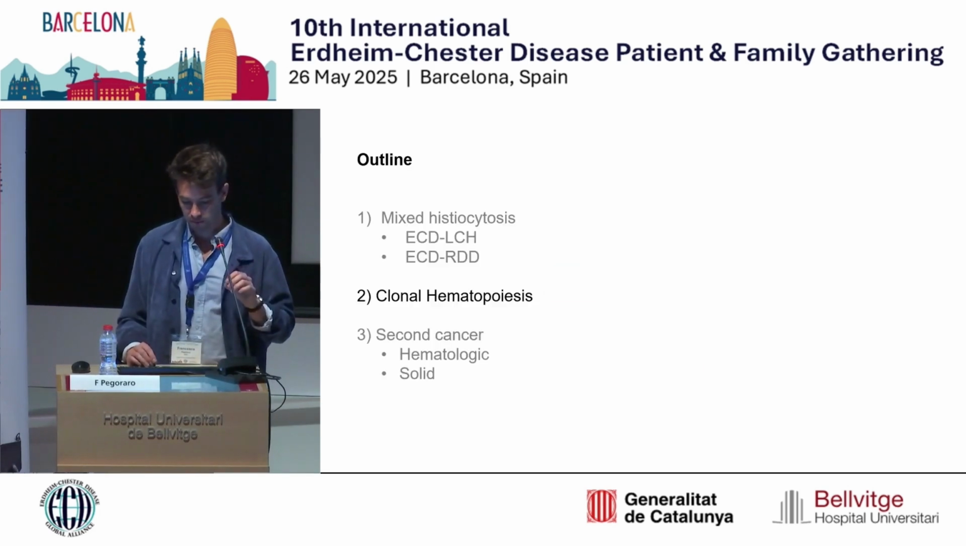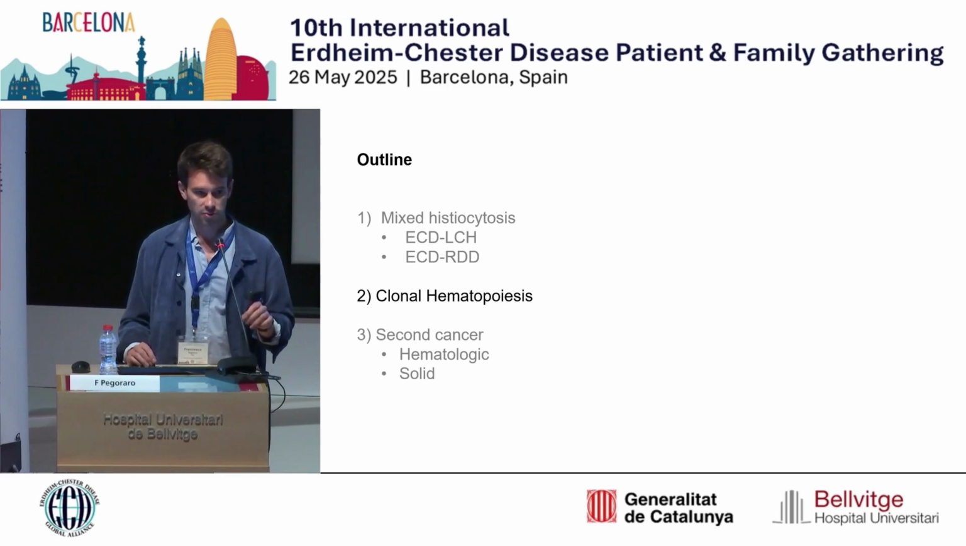So my second topic would be clonal hematopoiesis, which is a very complex concept, and I'm trying to make it simple. So hematopoiesis means the building, the production of the blood cells, okay, which is done in the bone marrow.